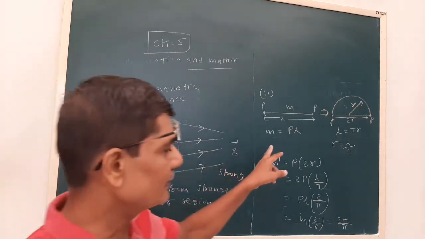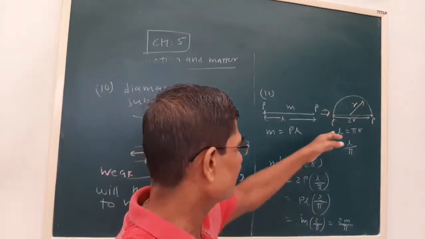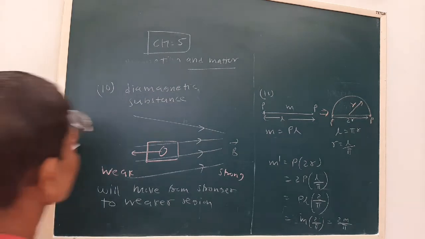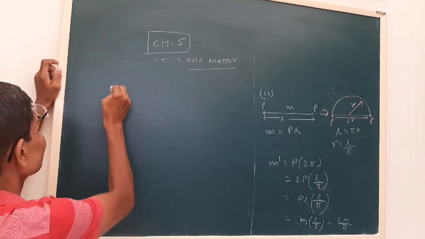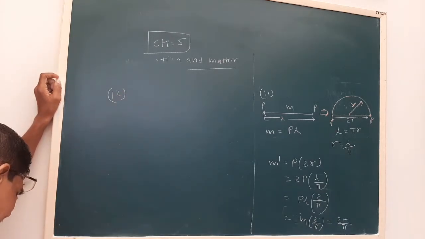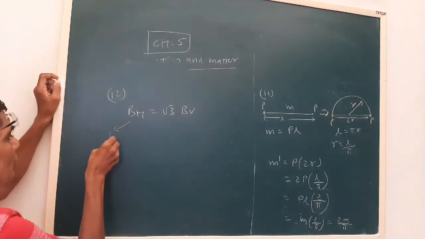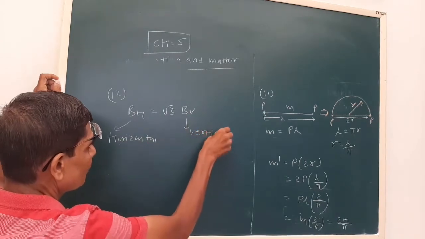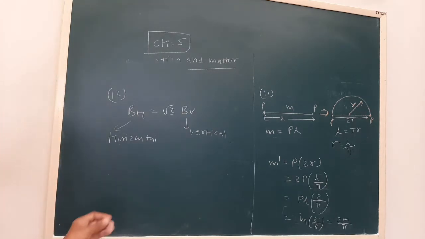See, the new dipole moment when this wire is bent in the form of a semicircle will be 2M upon pi. Okay, see next MCQ, that is MCQ number 12. What will be the angle of dip at a place where the horizontal component is √3 times the vertical component? Now BH is the horizontal component, BV is the vertical component. We are given that BH is √3 times BV. What is the angle of dip?